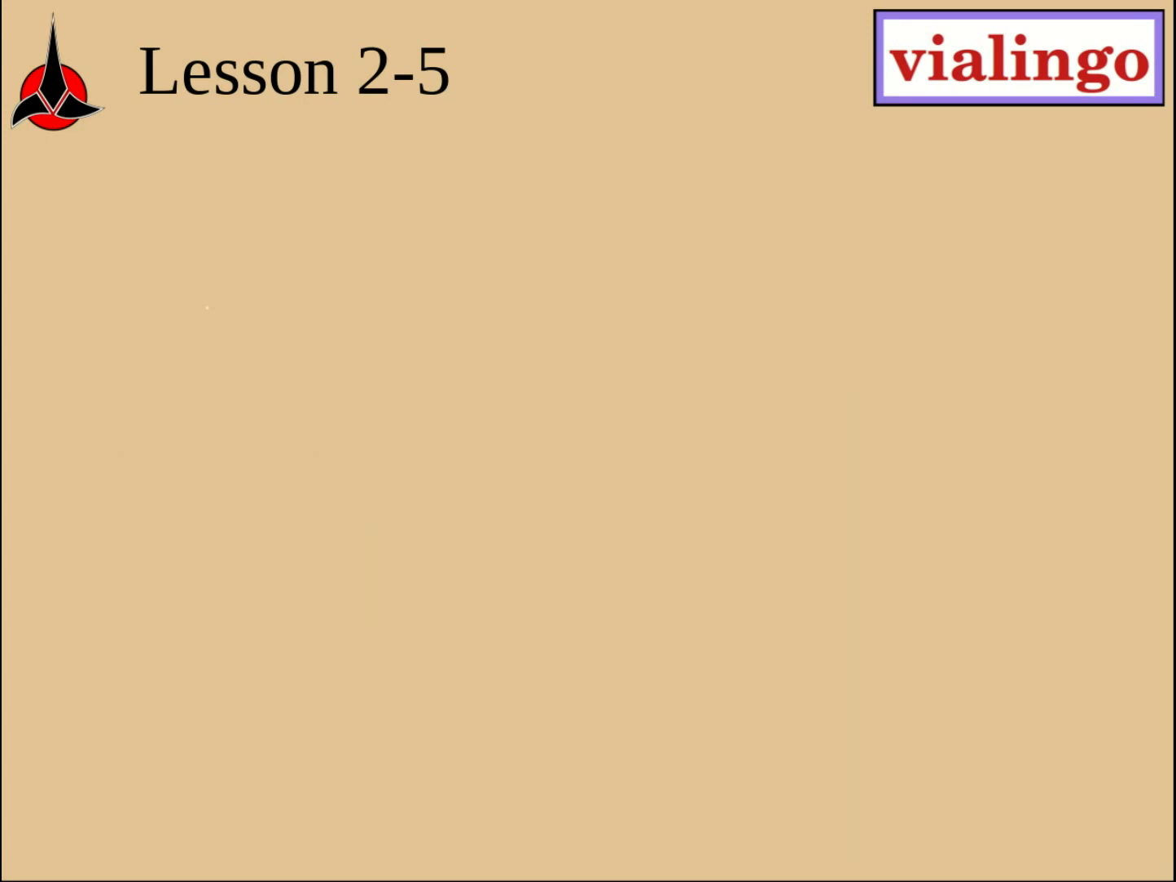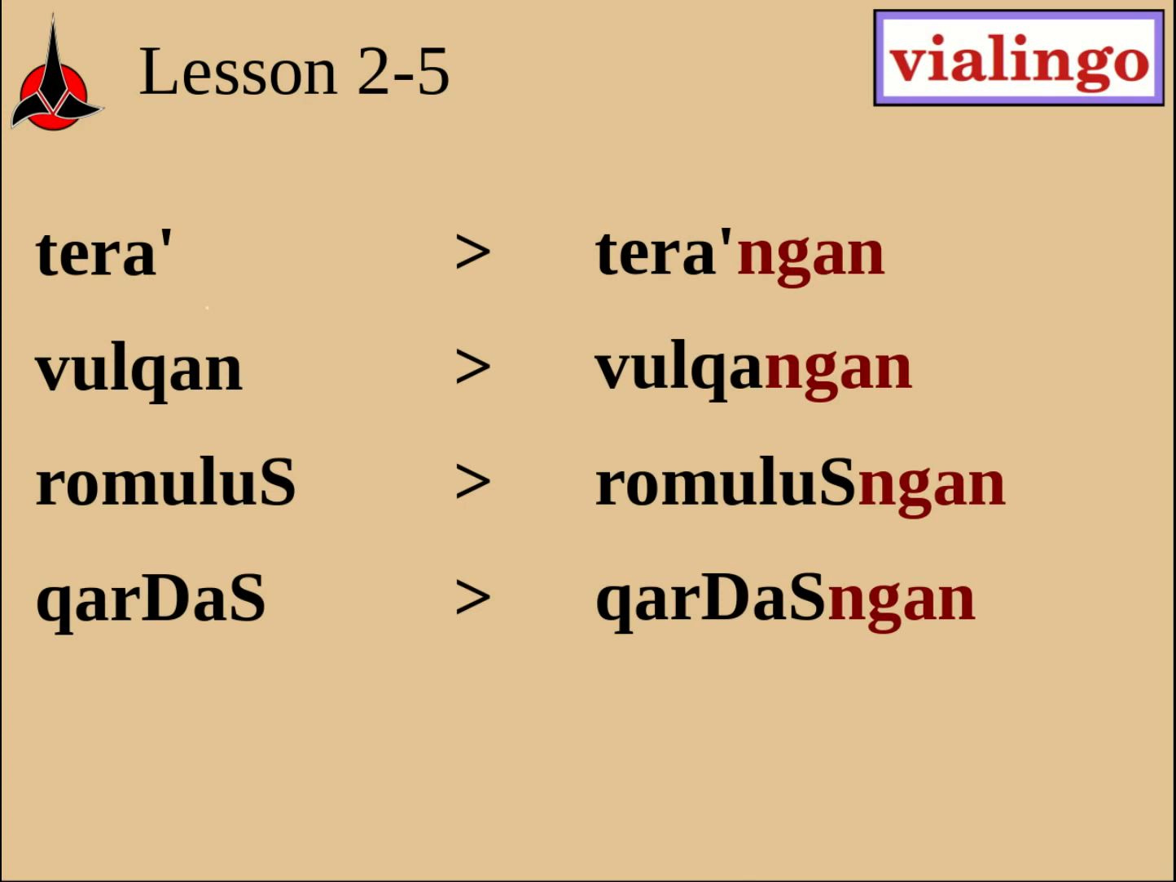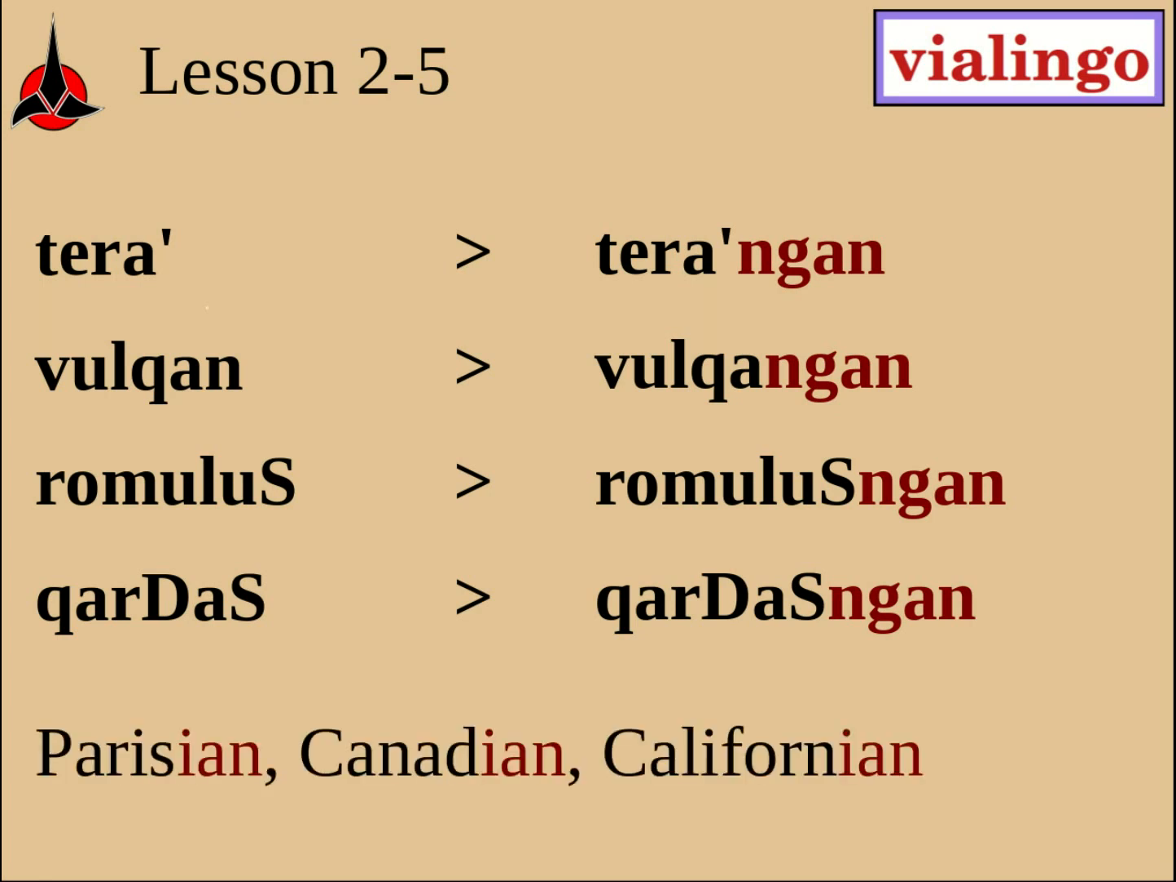You can often add ngan to the name of a planet to get the name of the being who lives there. Earth or Terra is Terra. A Terran is tera'ngan. The planet Vulcan is vulqan. A Vulcan is vulqangan. The planet Romulus is Romulus. A Romulan is romuluSngan. The planet Cardassia is qarDaS. A Cardassian is QuarDaSngan. Ngan is analogous to the ian in the English words Parisian, Canadian and Californian.